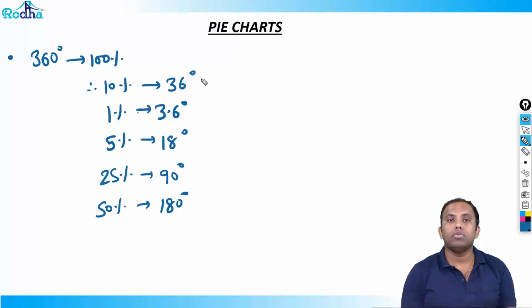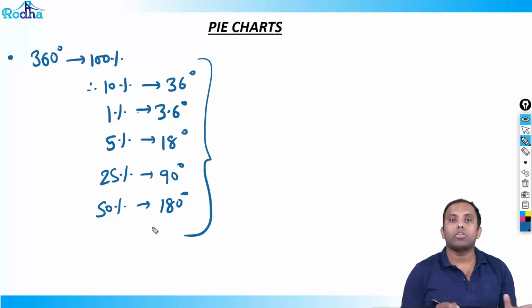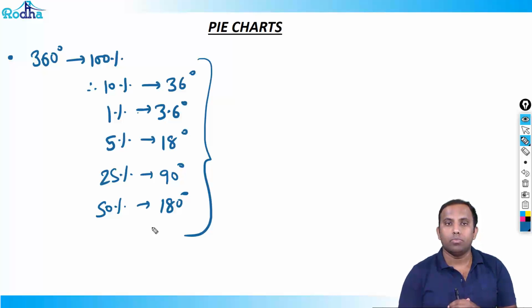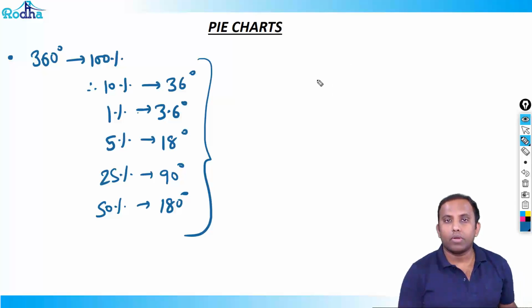These are very common things. You should be able to relate these degrees to percentages directly whenever the need arises. I hope it is clear. We'll discuss five pie chart examples, then it will become very clear to you. Now see what I'll do here.